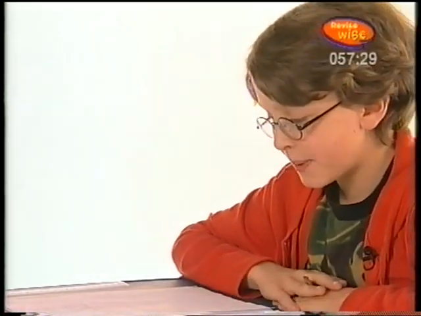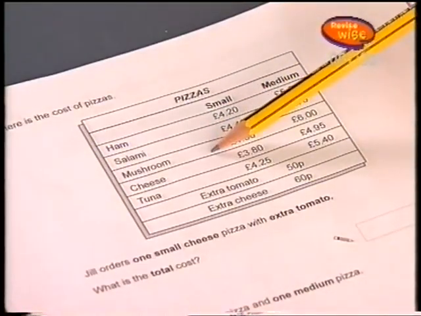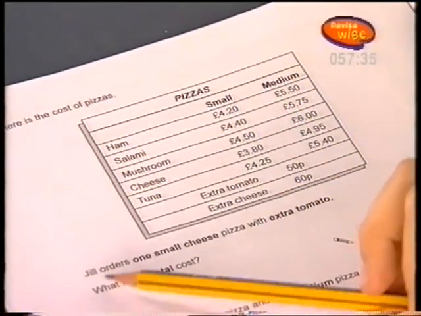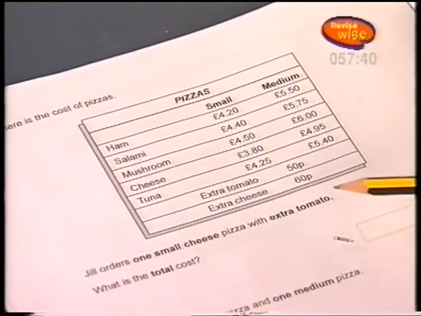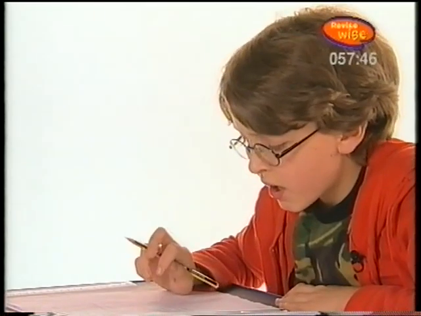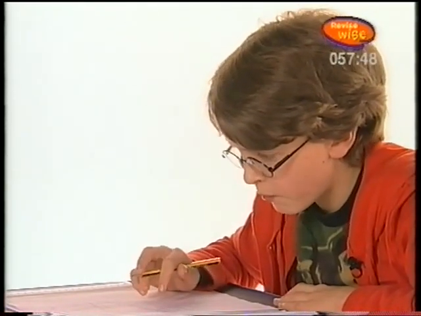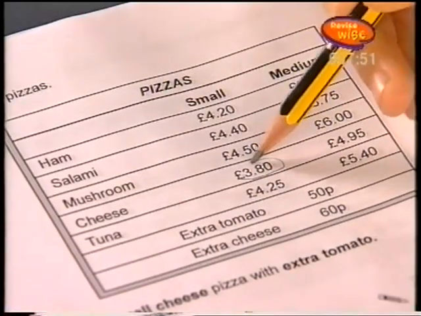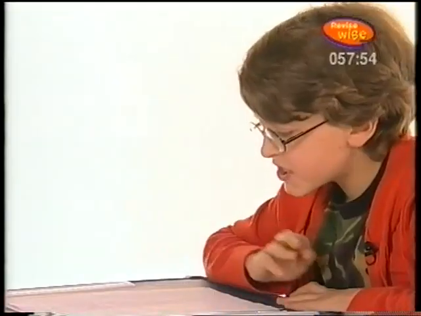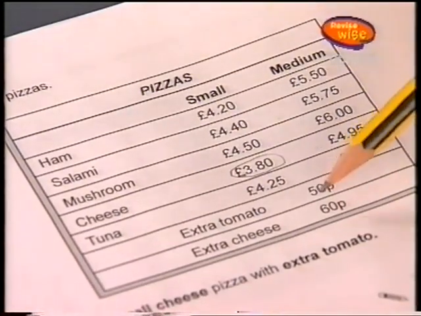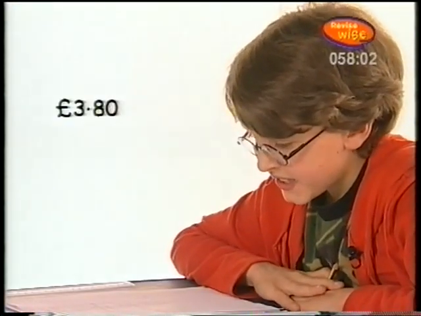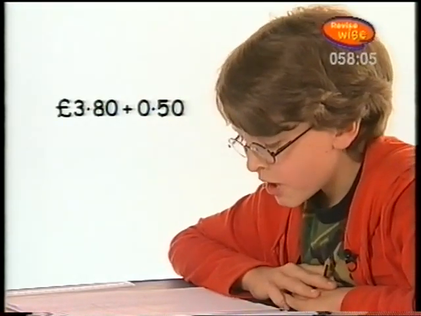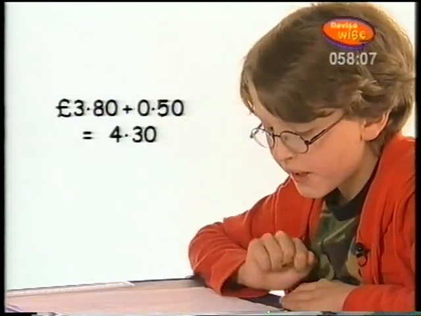Here's a question in the test about adding money. They give you a pizza menu and ask, Jill orders one small cheese pizza with extra tomato. What is the total cost? Yeah, that's a good one. Let's do it. Well, I look up the price of a small cheese pizza in the table, which is £3.80, and the extra tomato is 50p. So that's 3.80 plus 0.5, which is 4.30.